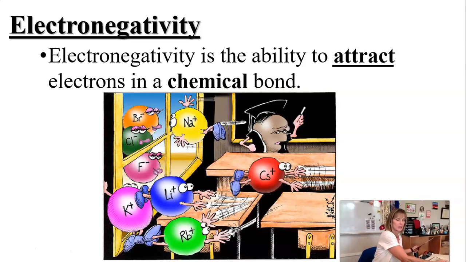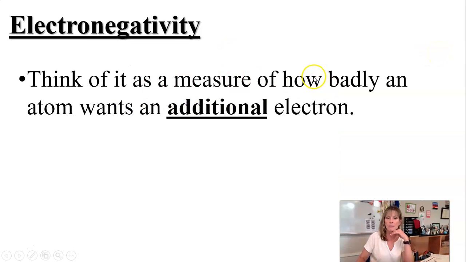Okay, electronegativity. Electronegativity is the ability to attract electrons in a chemical bond. Now, we've talked about ionization energy, which is the attraction that an atom has for its own electrons. Electronegativity is the attraction for electrons when it bonds to something else, okay? It's the ability to attract electrons in a chemical bond. And some atoms have a greater attraction for electrons than others. Think of it as a measure of how badly an atom wants an additional electron.